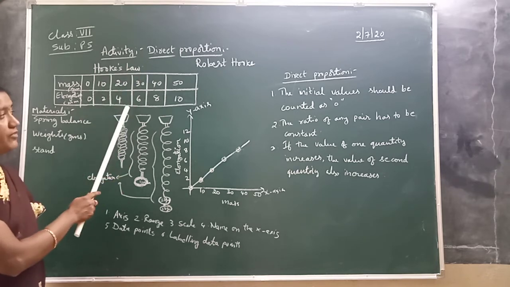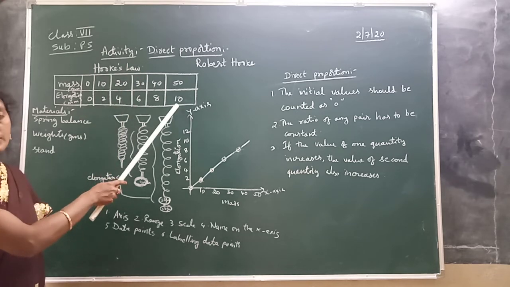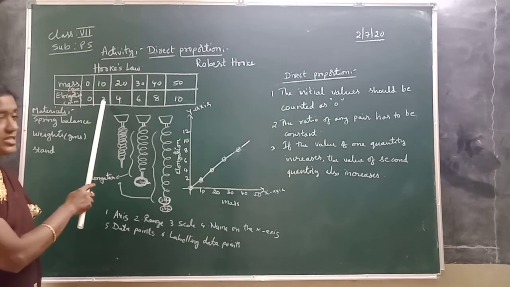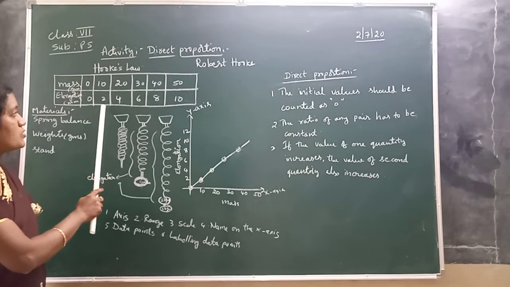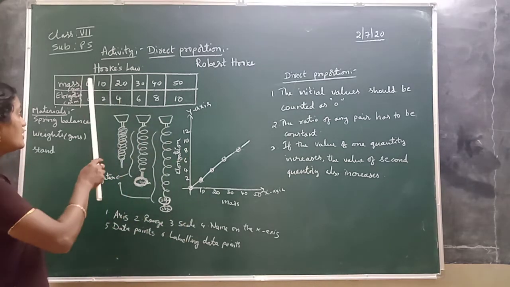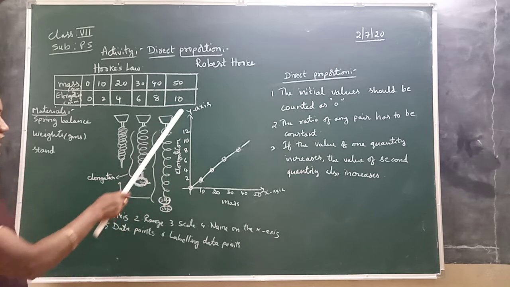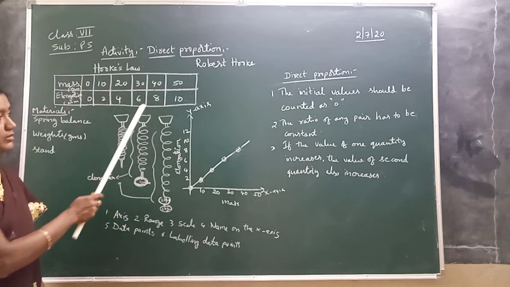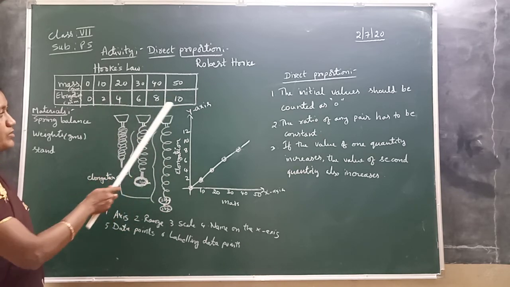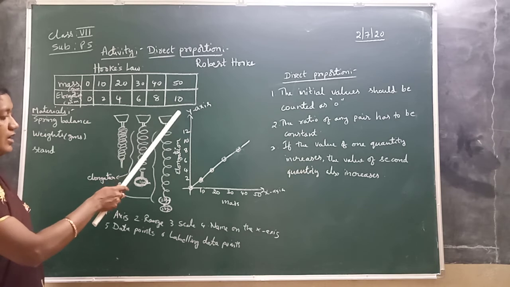Next, the range on the y-axis. What is the highest value from this table? 10. What is the least value? 2. 10 minus 2, that is 8. Don't consider the initial values, children. So here the range values are okay.